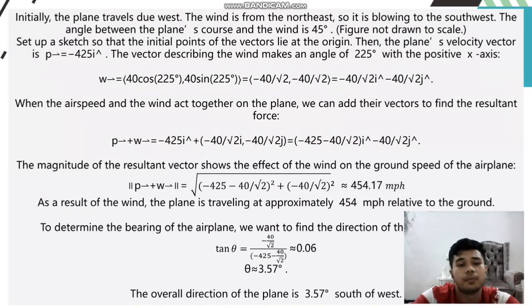As a result of the wind, the plane is traveling at approximately 454 miles per hour relative to the ground. To determine the bearing of the airplane, we want to find the direction of the vector P plus W, which is tangent beta equals negative 40 per square root 2 over negative 435 minus 40 per square root 2, and we get 0.06, and we use the inverse tangent and get 3.57 degrees. The overall direction of the plane is 3.57 degrees south of west.